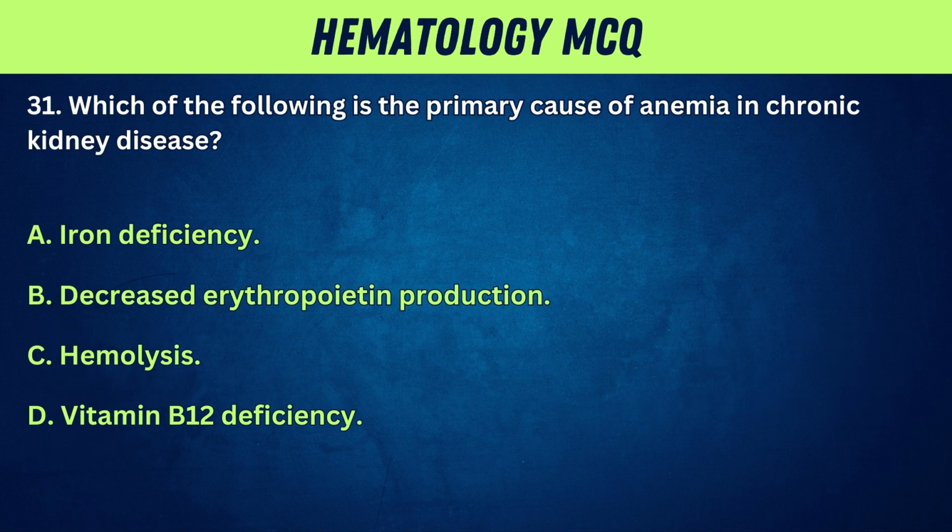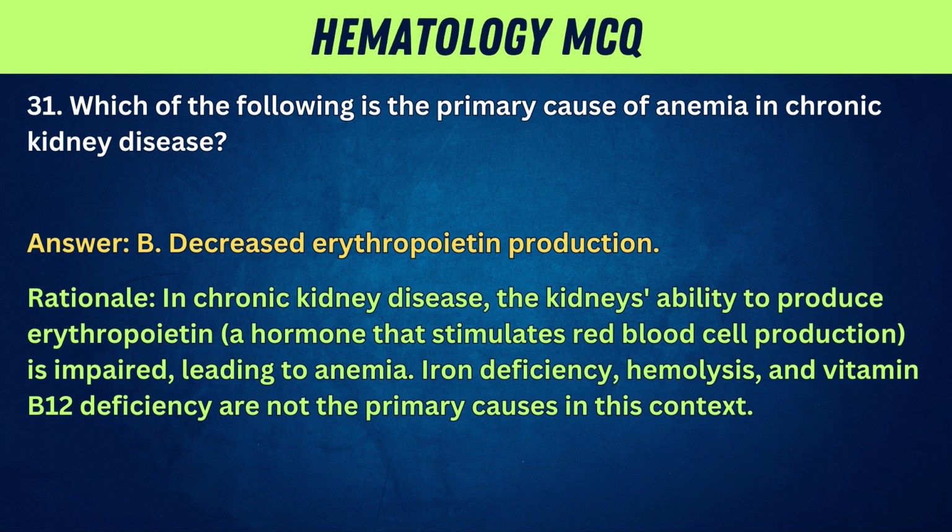31. Which of the following is the primary cause of anemia in chronic kidney disease? A. Iron deficiency. B. Decreased erythropoietin production. C. Hemolysis. D. Vitamin B12 deficiency. Answer: B. Decreased erythropoietin production. Rationale: in chronic kidney disease, the kidney's ability to produce erythropoietin, a hormone that stimulates red blood cell production, is impaired, leading to anemia. Iron deficiency, hemolysis, and vitamin B12 deficiency are not the primary causes in this context.